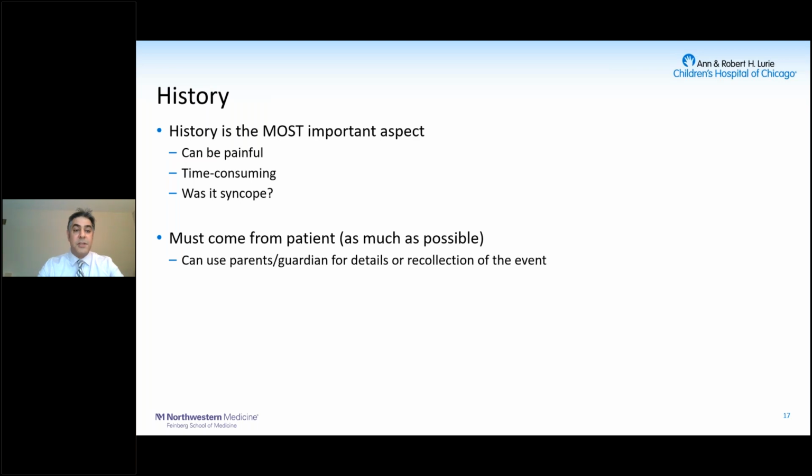Get the information as much as possible from the patient. Of course, you can use the parents and guardians to recollect or say what happened when they actually passed out, but really try to tease it out as much as possible from the patient. And as we discussed before, make sure: did they really have syncope, or was it just presyncope that got close to it?